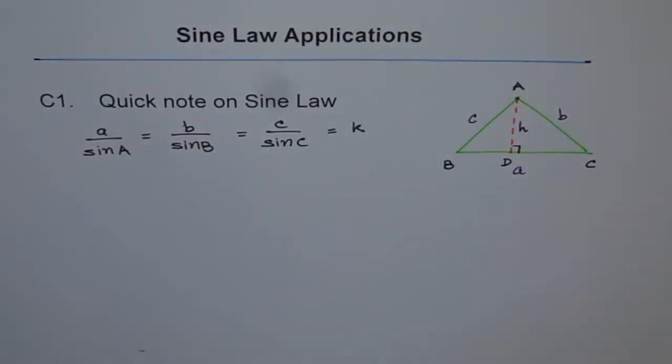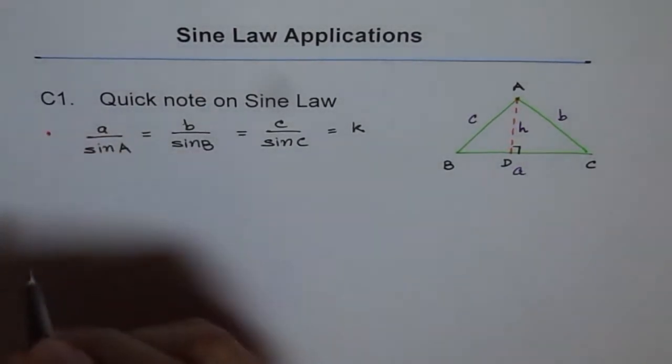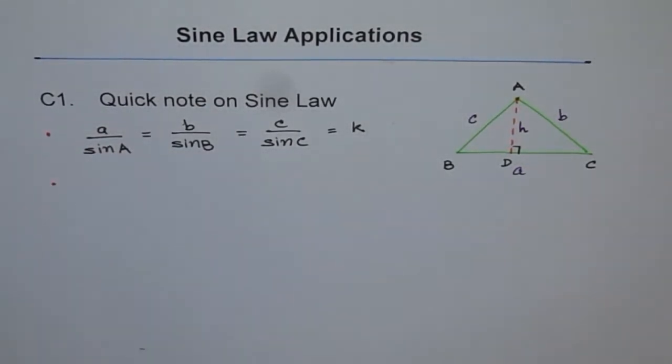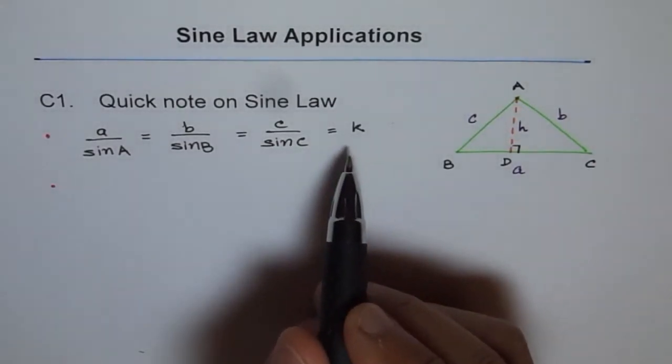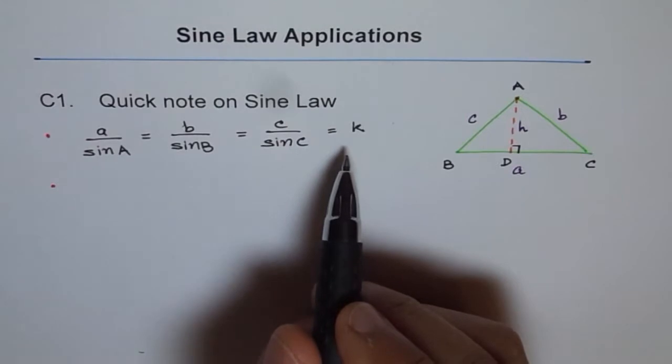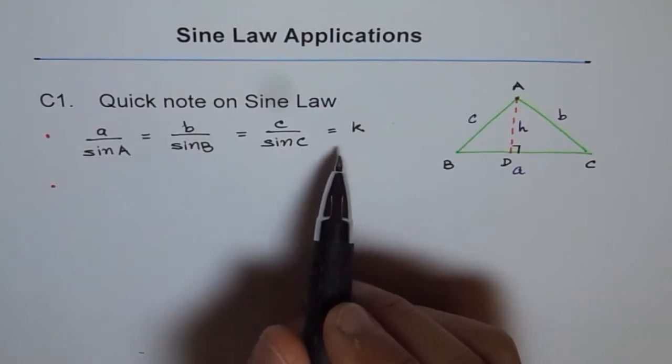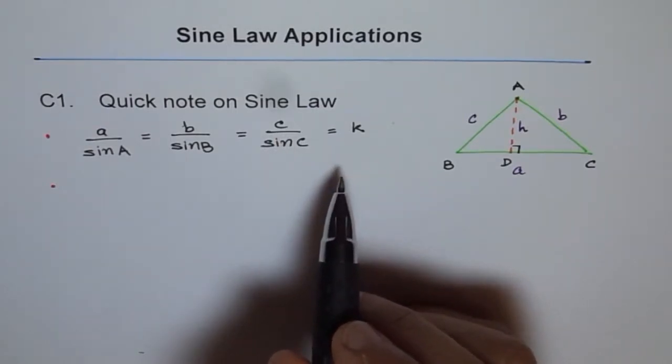That is one thing which is very, very critical, and I find it very helpful in solving problems involving sine law: this ratio should be given a value, a constant. So what we're trying to say is that the ratio is constant in any triangle whatsoever. That's the first point. Second, you will realize that sine law has its own limitations.